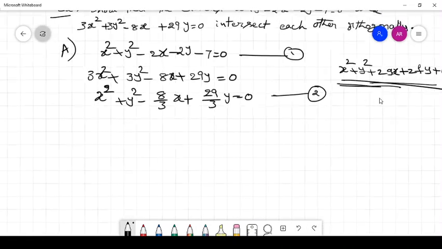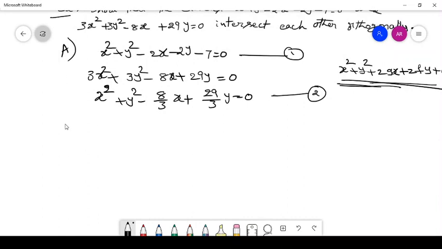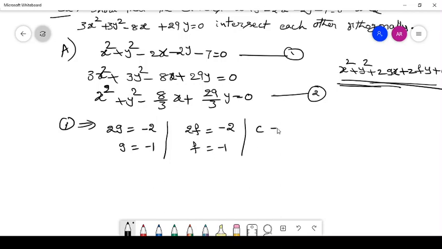Now from the first equation, you have to find g, f, c values. 2g means the x coefficient. In the first equation the x coefficient is minus 2, so g is equal to minus 1. Next, 2f means the y coefficient is minus 2, so f is also minus 1.